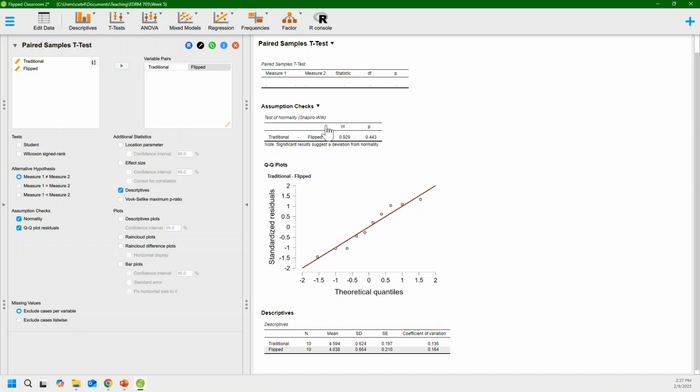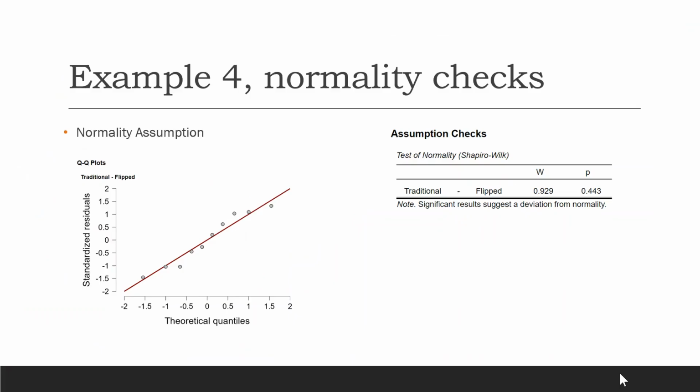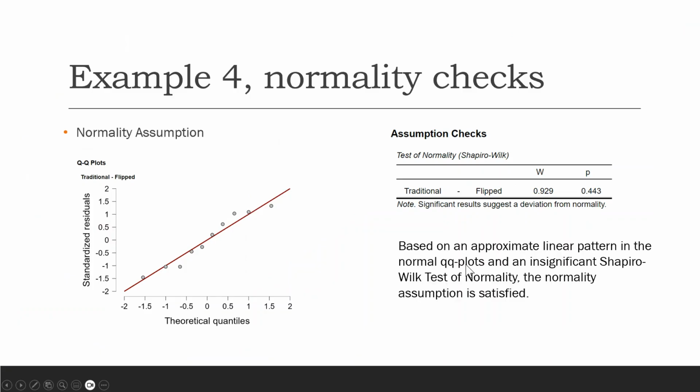All right, this example, we can move forward with our t-test for the dependent or paired sample case. I did make some notes in our slide, summarizing all of that. These are our normal assumption checks. Based on an approximate linear pattern in the normal QQ plots and an insignificant Shapiro-Wilk test of normality, the normality assumption is satisfied, right? So we had to make sure that we check normality.